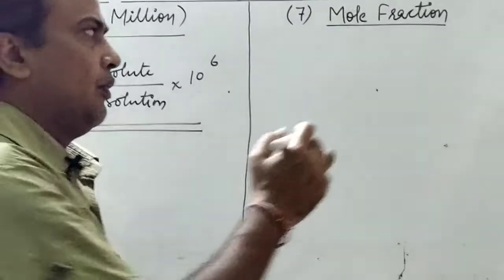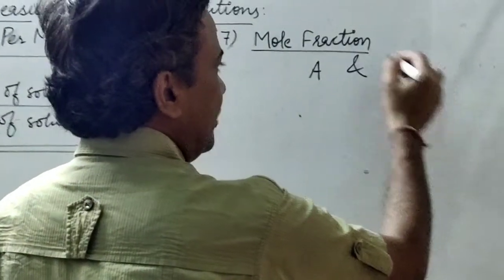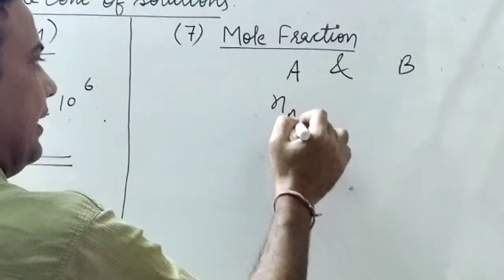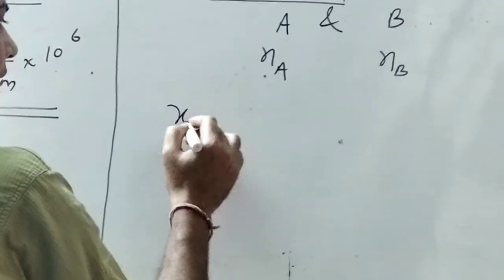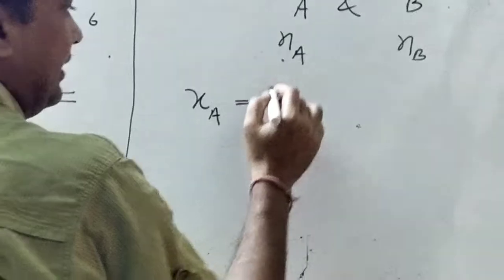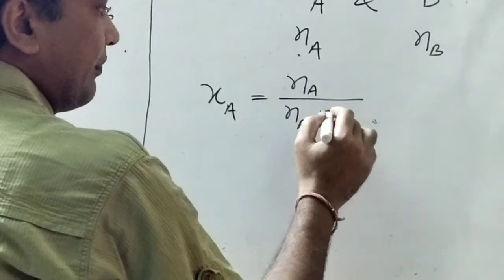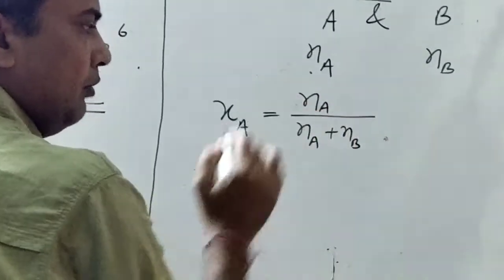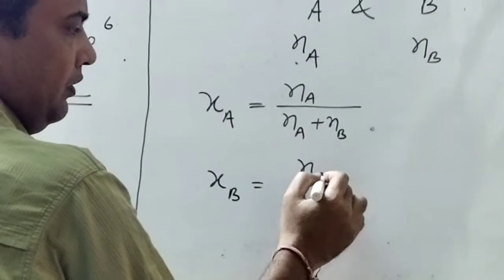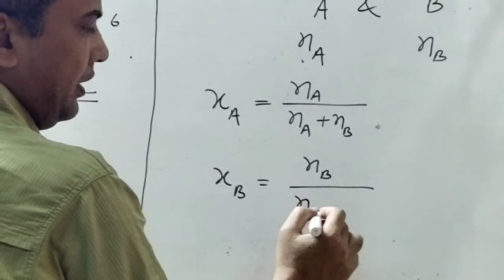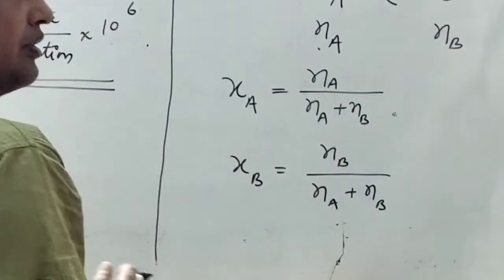Say we have two components A and B in the solution and their moles are say Na and Nb. Then mole fraction of A is given as Xa is equal to Na upon Na plus Nb, moles of A upon total moles, and mole fraction of B Xb is equal to Nb upon Na plus Nb. It means moles of B upon total moles.